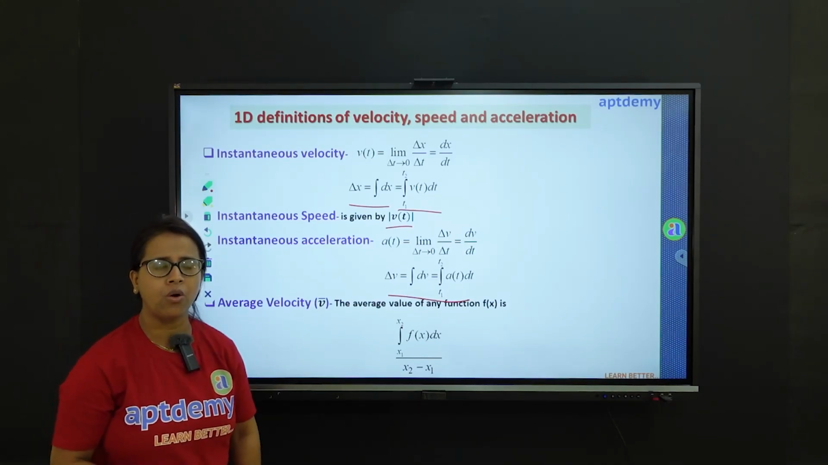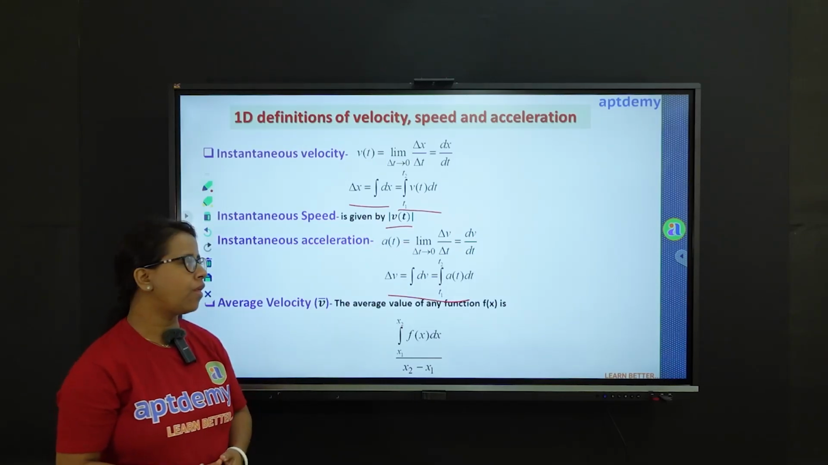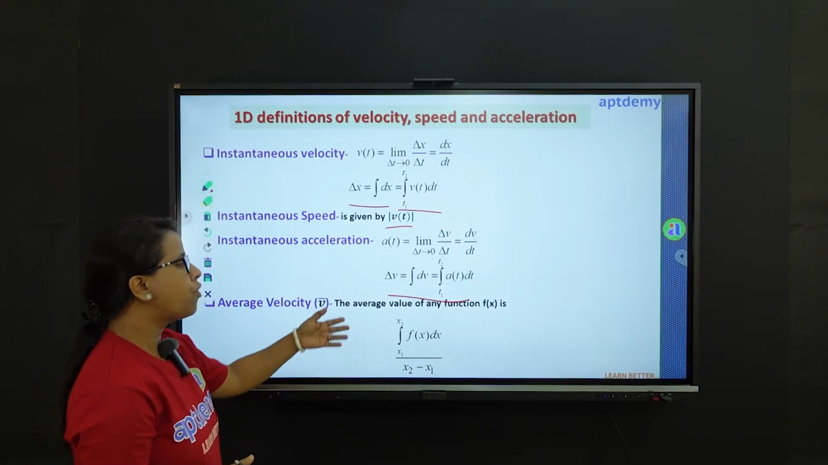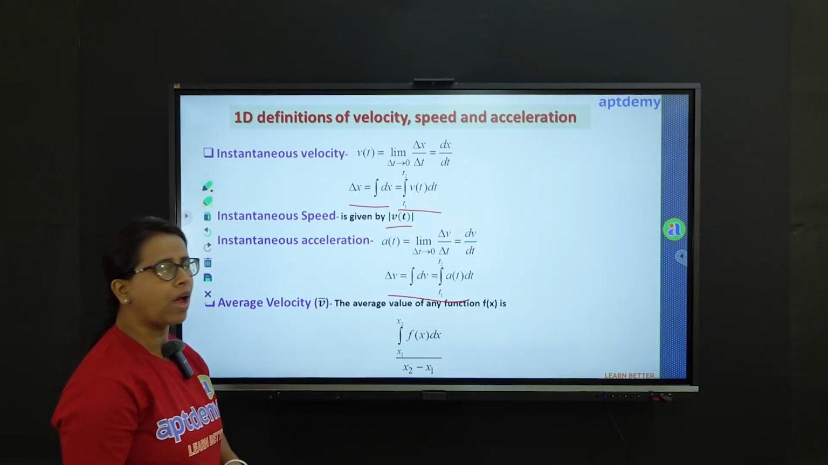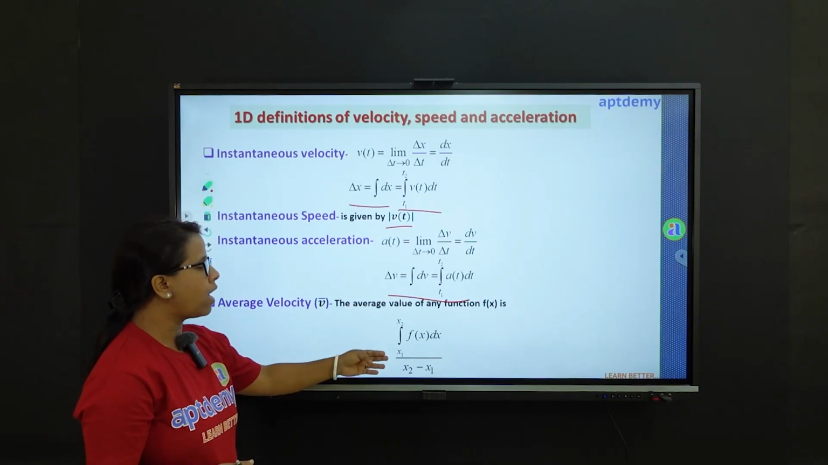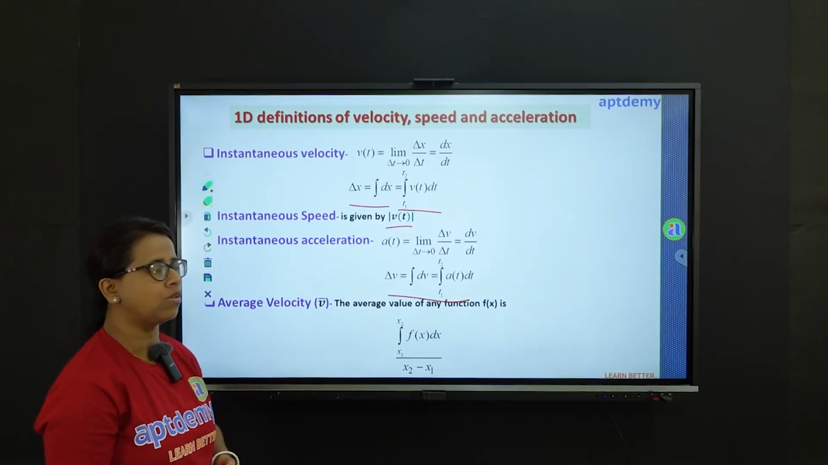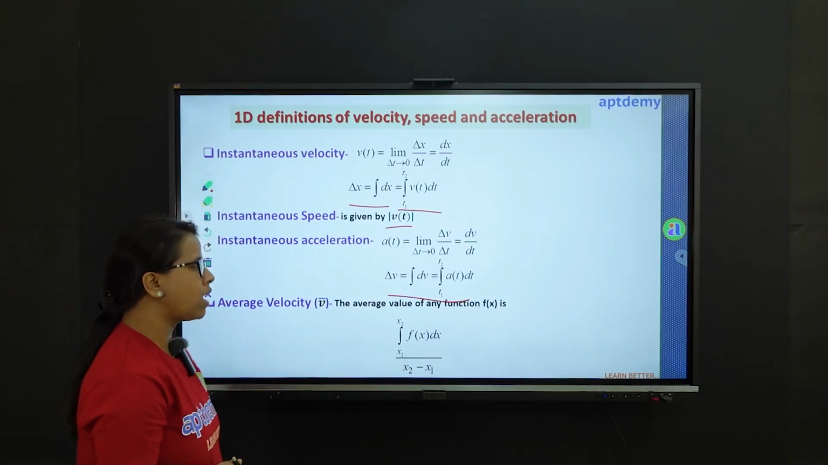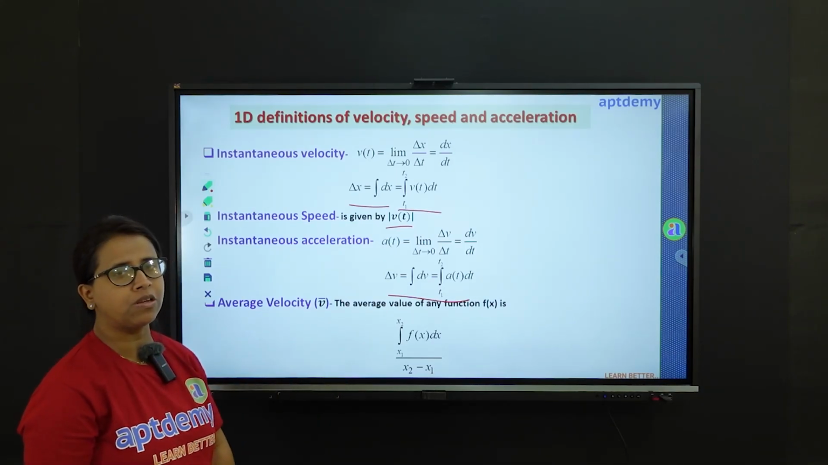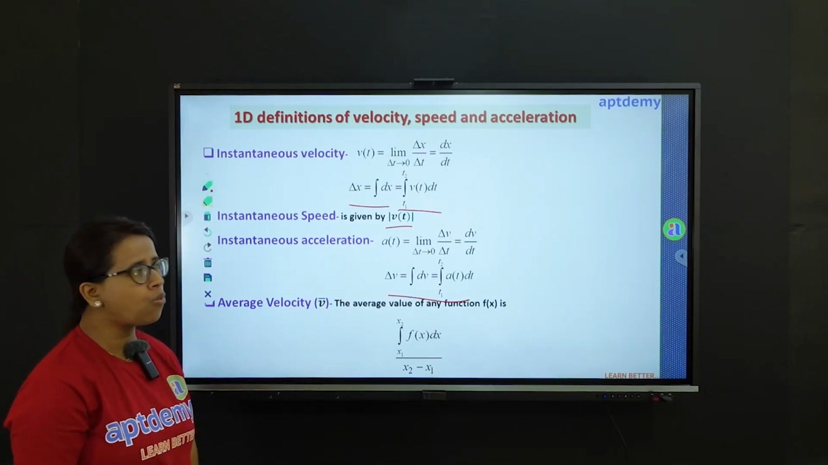Now when we try to write down the average values of any parameter, let us recall the average value that we find for any function f of x. For any function f of x, the average value can be written as the integration of f of x dx from x1 to x2, over the change in displacement during that interval, which is x2 minus x1. The same thing can be used to define different parameters like average velocity or average acceleration. Let us see how we can do that.